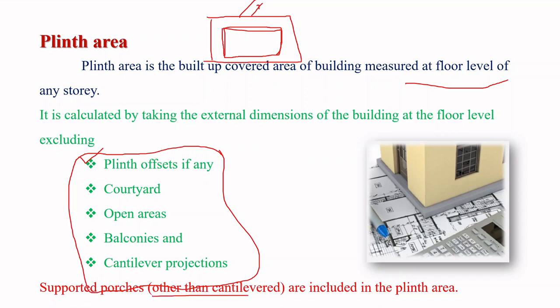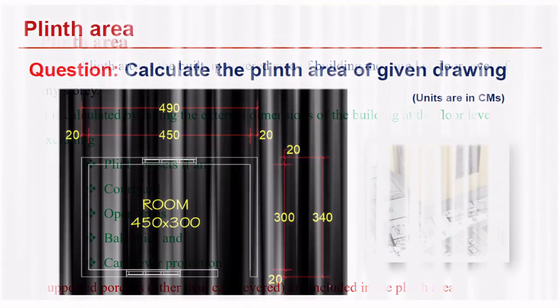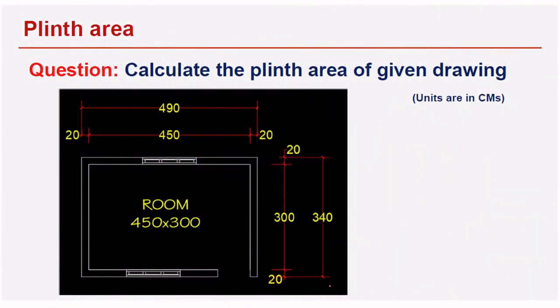So supported portions other than cantilever are included in the plinth area if attached to the main building. Next, we will see an example. So see here, calculate the plinth area of the given drawing. A room is given, 450 into 300 centimeter is the area of that room.